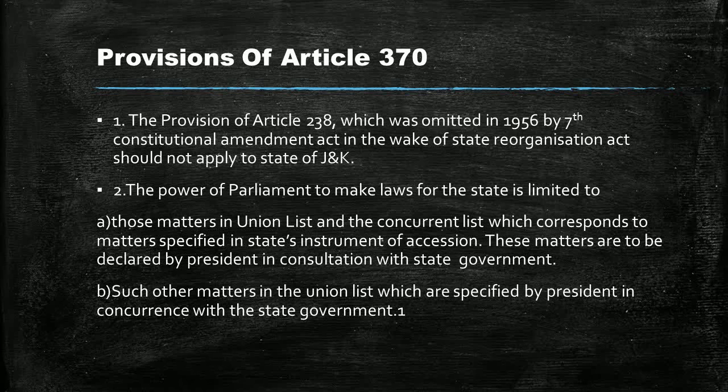Now we will discuss the important provisions of Article 370. Now the first important provision of Article 370 is that the provision of Article 238, which was omitted in 1956 by 7th Constitutional Amendment Act in the wake of the State Reorganization Act, should not apply to the state of Jammu and Kashmir. See, the provision of Article 238 deals with the administration of Part B states, and Jammu and Kashmir was classified as a Part B state in the original constitution of 1950.